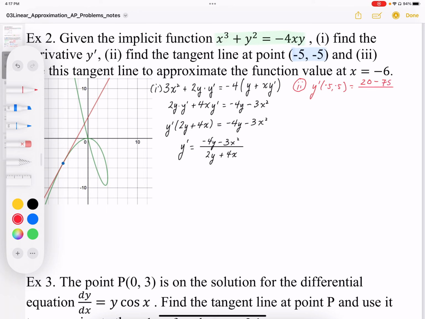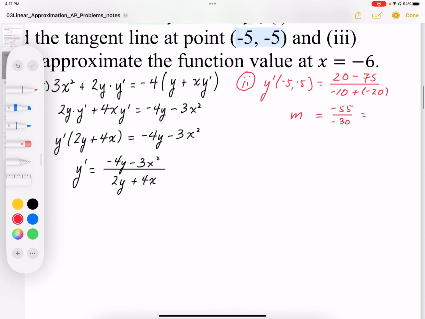In the denominator, we end up with 2 times negative 5, so that's negative 10, plus 4 times negative 5, that's negative 20. So the slope of my tangent line, m, works out to be negative 55 over negative 30. Negative over negative is a positive slope, so taking out the common factor of 5, we get 11 over 6 as the slope.